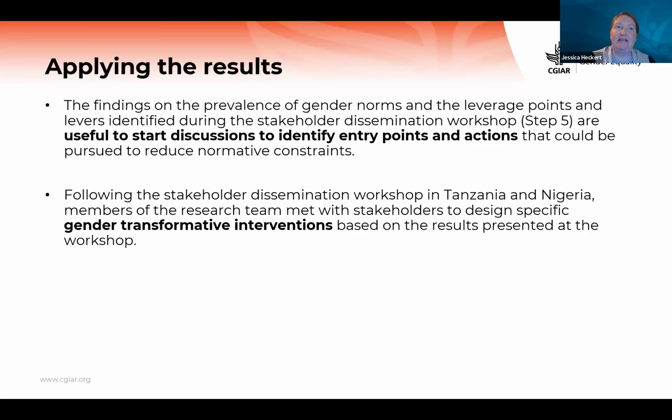So during the stakeholder dissemination workshop, we discuss these points and we bring them up to identify how these different normative constraints can be reduced. And then following these stakeholder dissemination workshops in Tanzania and Nigeria, members of the research team have been meeting with stakeholders with different local NGOs to design specific gender transformative interventions based on the results that have been presented.